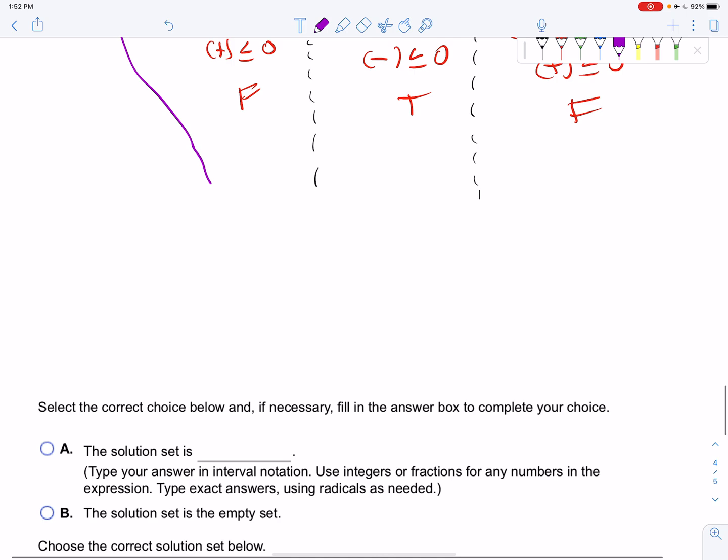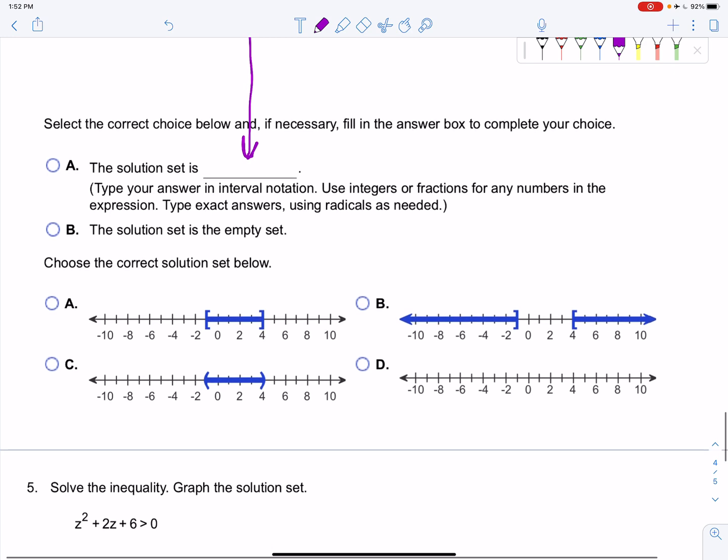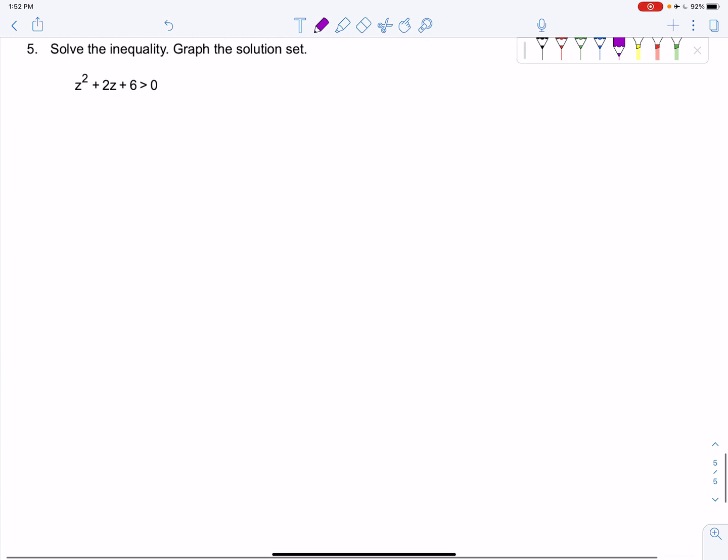And that just goes right there. Look at our graph, and we go see if we can find the proper graph that works, and it is A. Last problem.